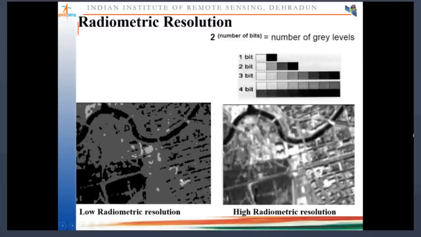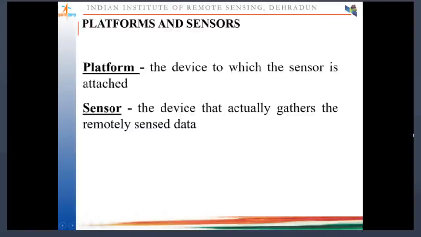Now, with this concept of resolutions, we come to platforms and sensors. The platform, as I already told you in the beginning, is a device which carries the sensor. And the sensor is actually the detector that gathers the data, the information, the signal. So there can be several platforms. It can be ground-based, it can be aircraft mounted, there can be a space shuttle, you can have satellites.